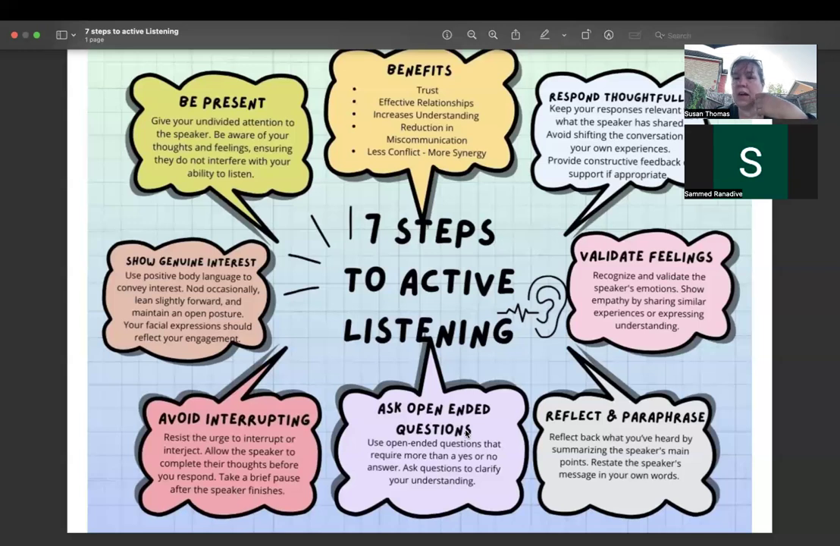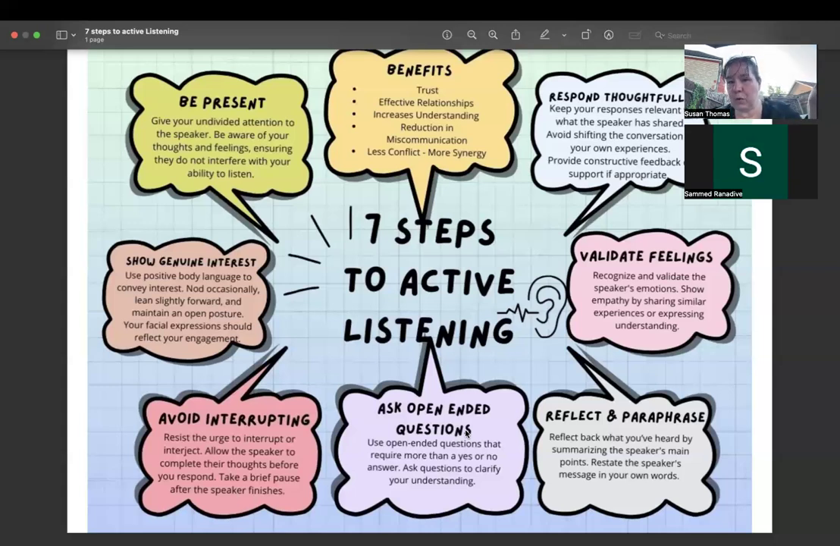The next one is to validate their feelings, not your feelings. So, I can see how this is really frustrating for you. I can see how this really fires you up. Validating those feelings makes you feel like you're sharing that experience. It shows that level of empathy.